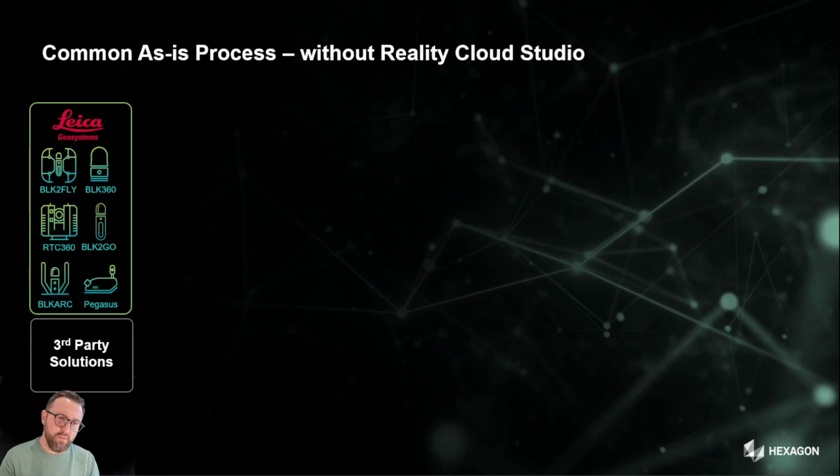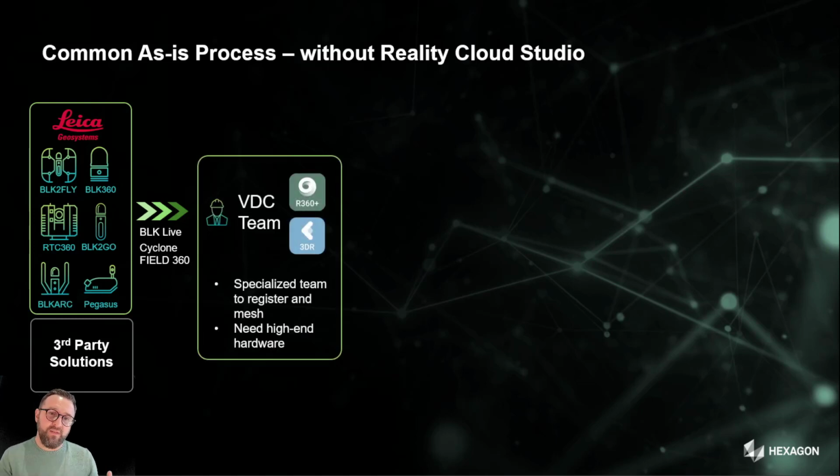You are a surveying company, an engineering firm, or an architecture firm, and you have these sensors. Maybe you have third-party sensors, and you then need to process that data. Well, first you need to capture it in the field, and there's an ecosystem of apps, BLK Live, Cyclone FIELD 360, allowing you to work with those scanners in the field. And then you would hand that data over to another team to process that data.